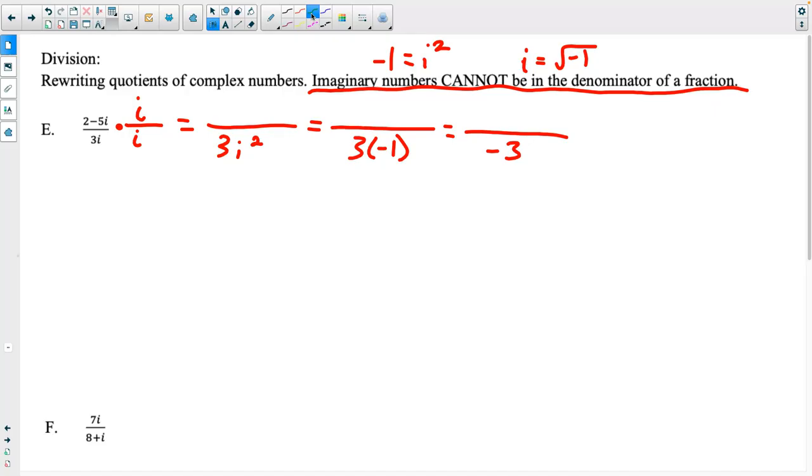Now on the top, I do want you to put parentheses anytime you see an addition or subtraction symbol, because otherwise we multiply to one of the items but not both. And you got to multiply to both. So this becomes 2I minus 5I squared. I'm going to just finish this off. So this is 2I minus 5 times -1. And I always write the real portion of the number in front of the imaginary. So I'm going to write this as 5 plus 2I.